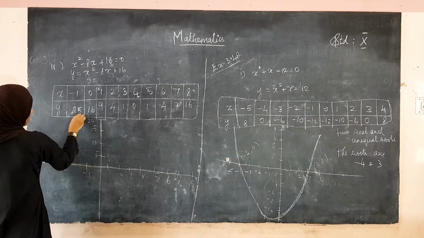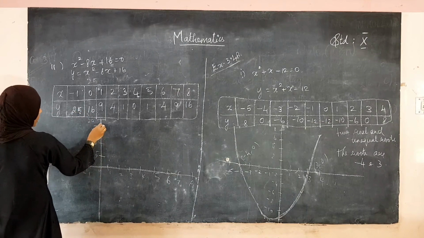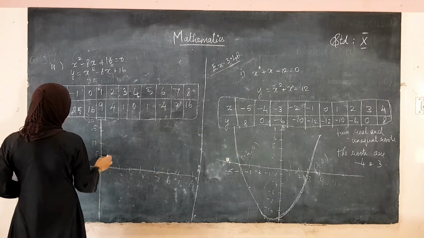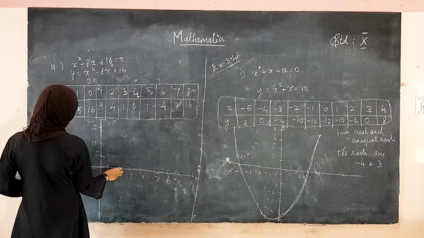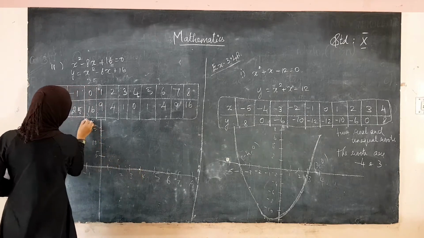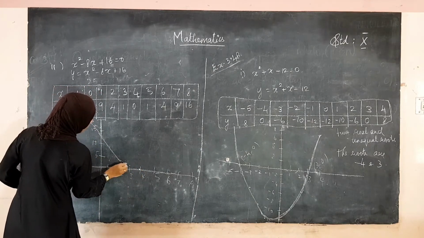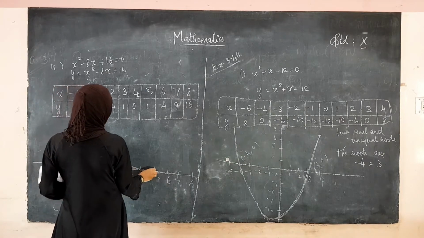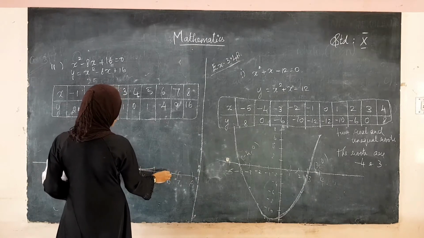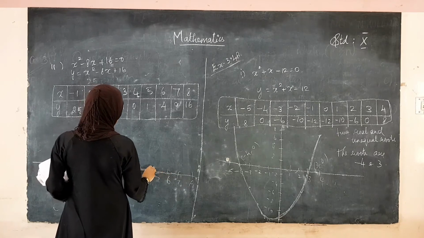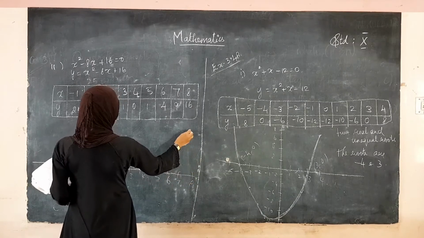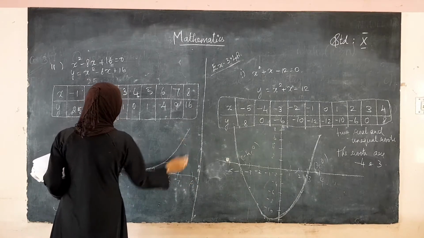See, for -1 it becomes 25 and for 0 it is 16. It goes on like this, and for 1 it is 9 and for 2 it is 4, for 3 it is 1, for 4 it is 0. So, the graph will be like this, and for 4 it becomes 0 and for 5 it is again 1. And for 6 it is 4, for 7 it is 9 and for 8 it is 16. So, the graph moves on like this.